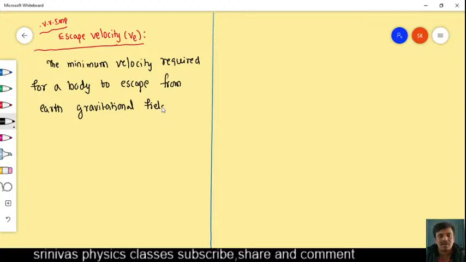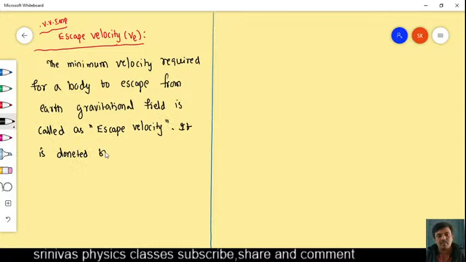That velocity is called the escape velocity. That means if you throw any object with that velocity, it cannot return back to the Earth's gravitational field, and it will not fall on the Earth. It will escape. It is denoted by V suffix E. This is the escape velocity. The minimum velocity required for a body to escape from Earth's gravitational field is called the escape velocity, right?